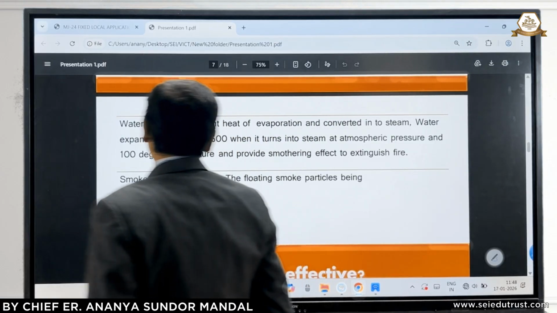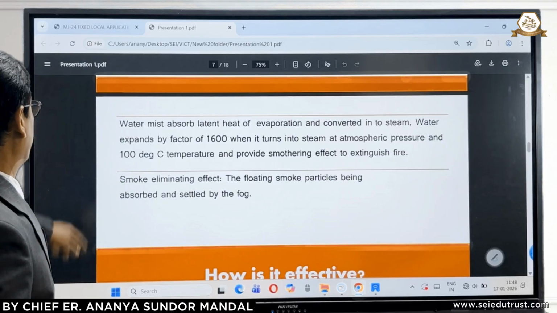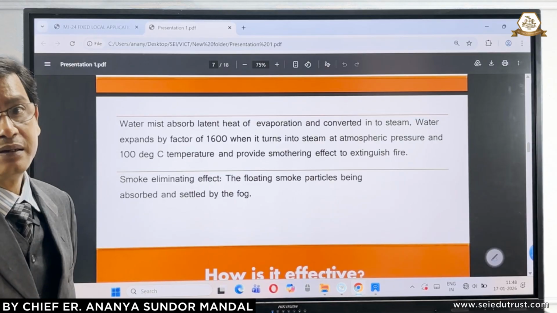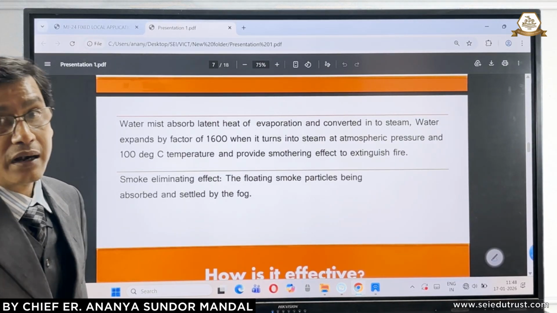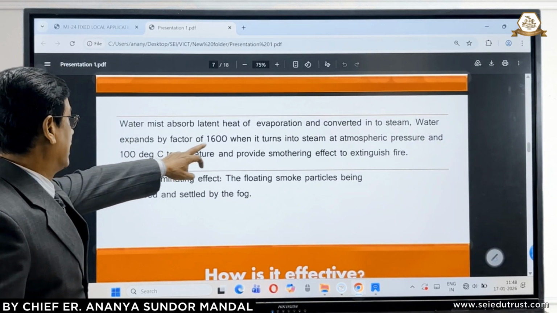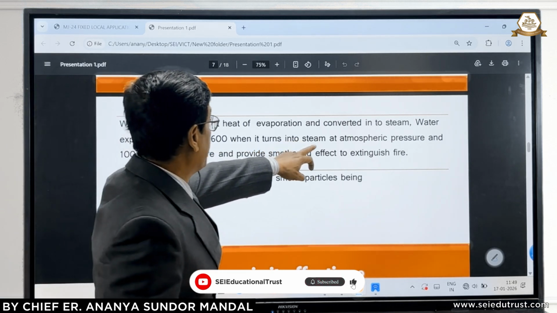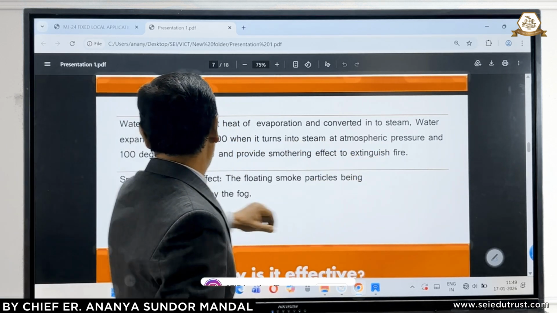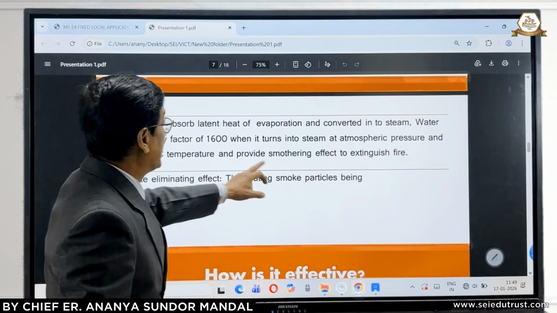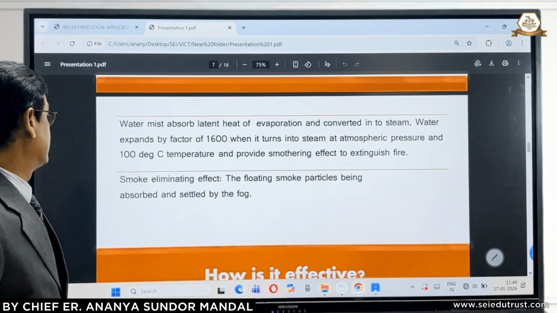Water mist absorbs latent heat of vaporization and converts into steam. And what is the value of latent heat of vaporization of water? That is 536 to 540 calories per gram of water. Water expands by a factor of 1600 times when it turns into steam at atmospheric pressure and 100 degree centigrade temperature, providing a smothering effect to extinguish the fire. This part I have already explained.